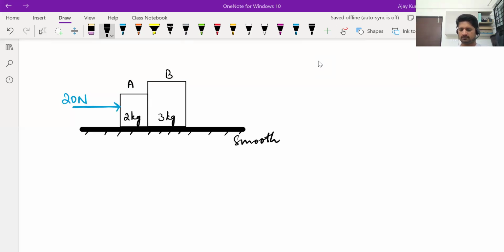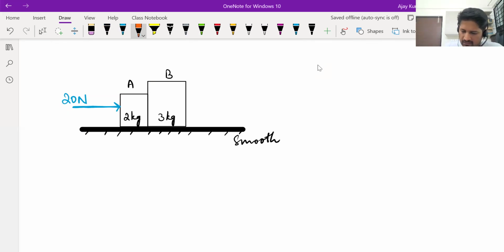They'll move together, sir. Fine. Correct. They will move together. See, A had a tendency to go at a rate of 10 meter per second square. B didn't have a tendency to move at all. So now A will push B and they will move together. They will stay in contact.